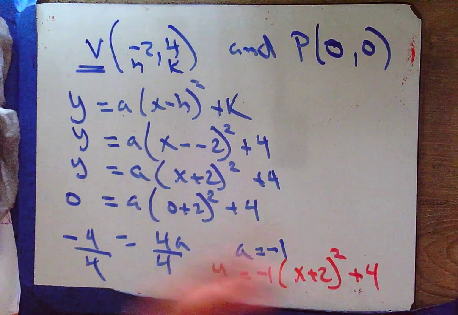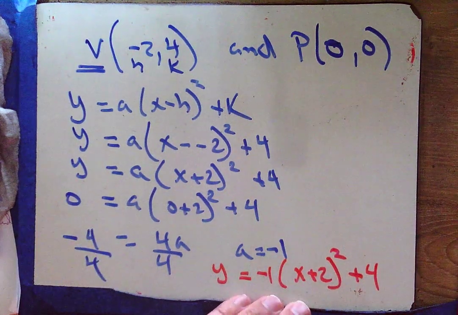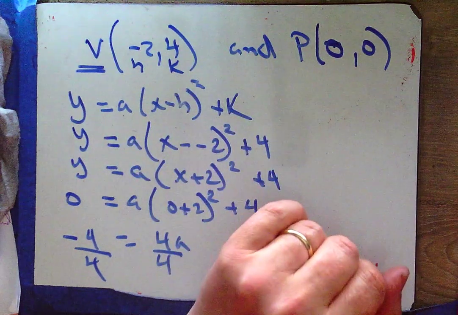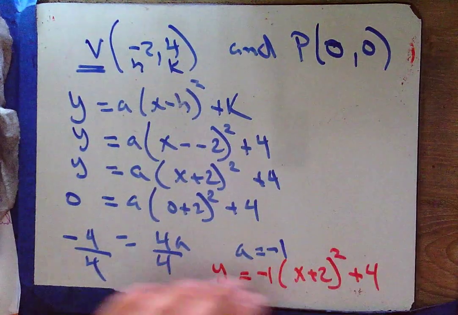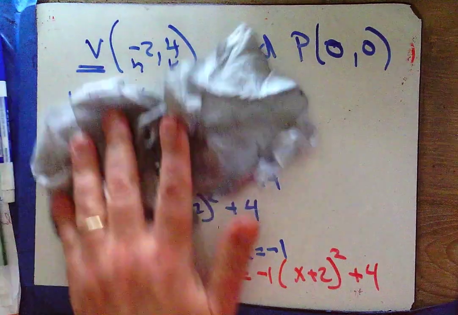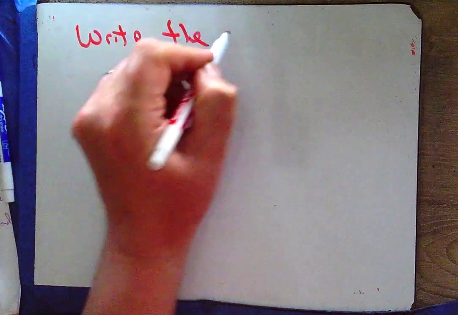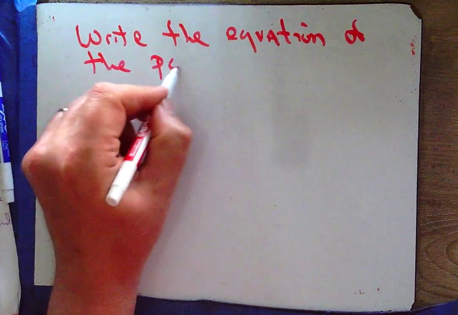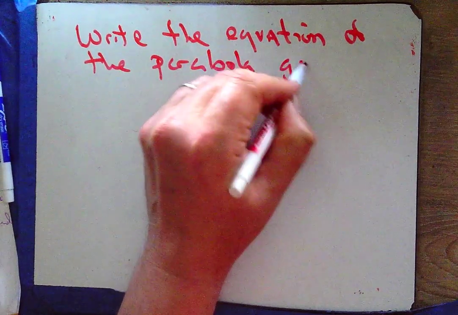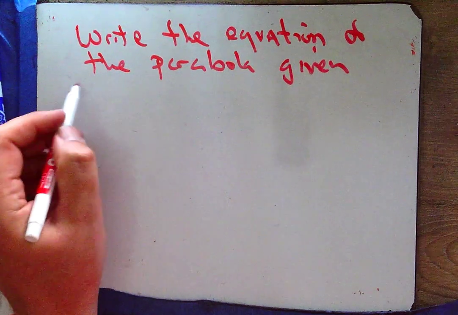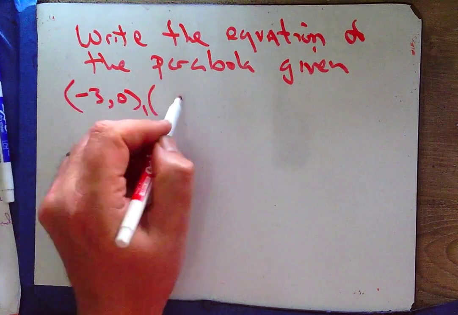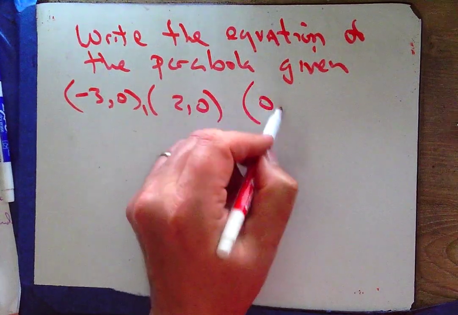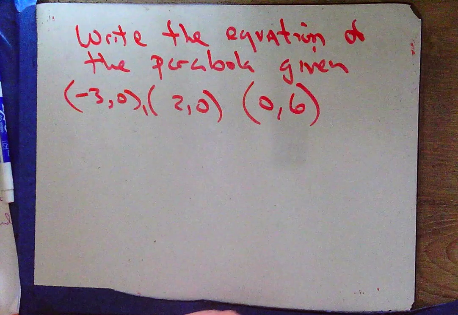Ta-da! So it's nice to have a graph, but I don't really need a graph. I just need the information I need. I need either a vertex and one additional point to use vertex form, or what about in this case? Write the equation of the parabola given (-3, 0), (2, 0), (0, 6). Okay?